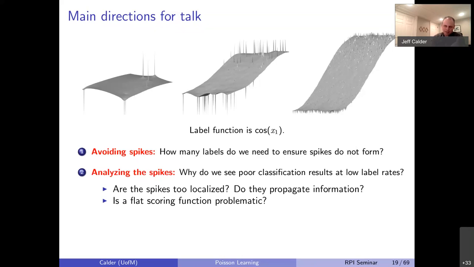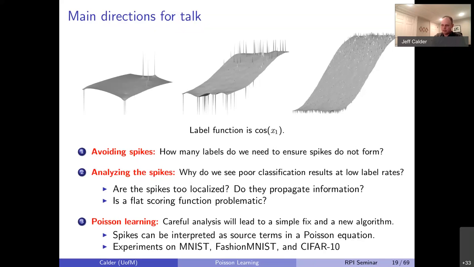And then the other question is, is it a problem to have this very flat scoring function? We'll talk about this later in the talk, but actually you can think of these spikes as point sources in a graph Poisson equation. And once you understand this, it leads to a new algorithm called Poisson learning, which has spikes like this, but performs very well even at the very, very low label rates. And I will give examples on MNIST, FashionMNIST, and Cifar-10 later on in the talk.